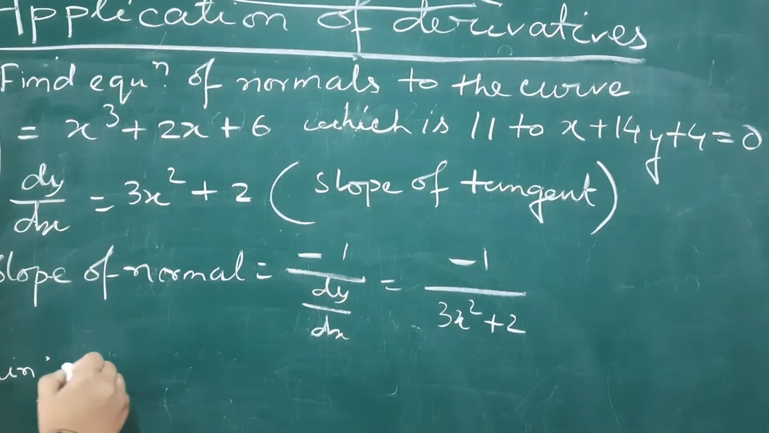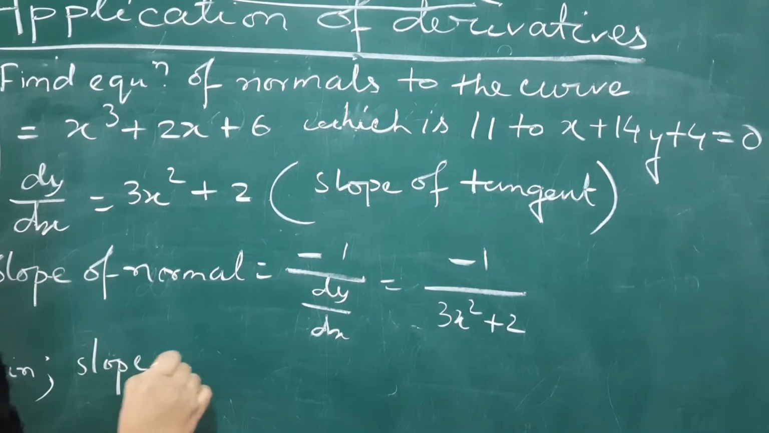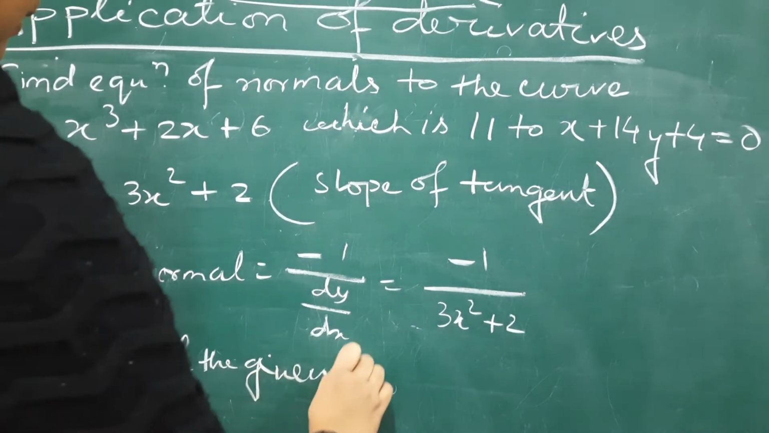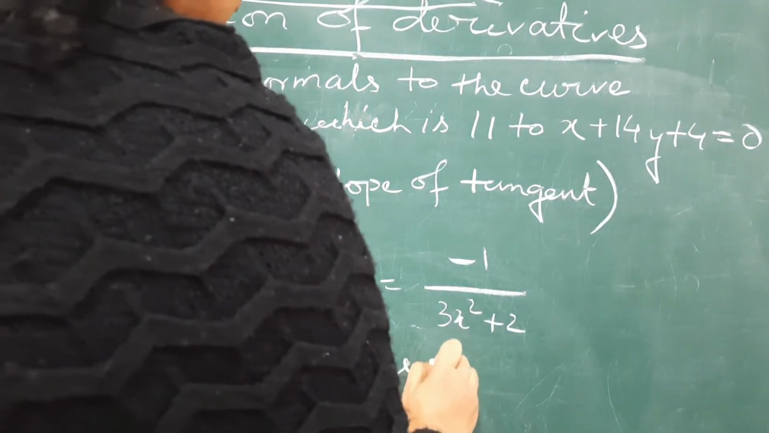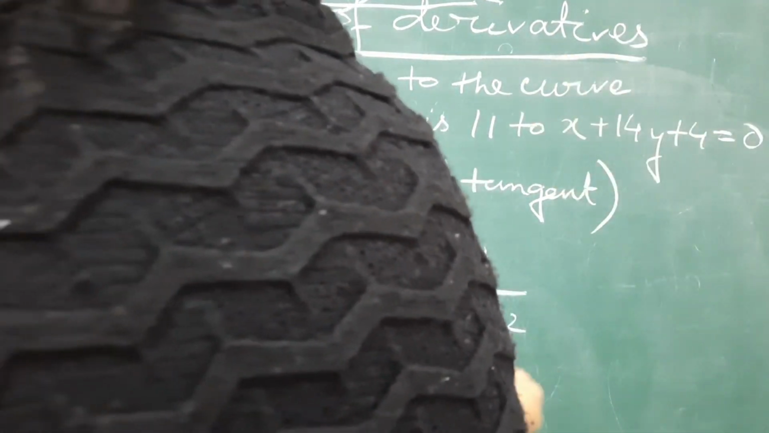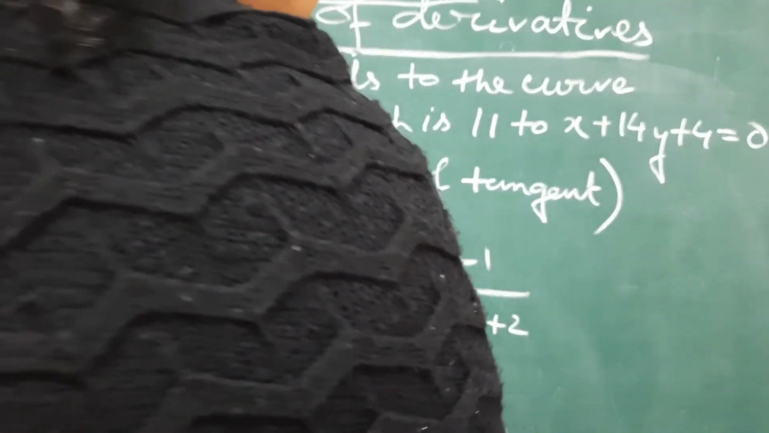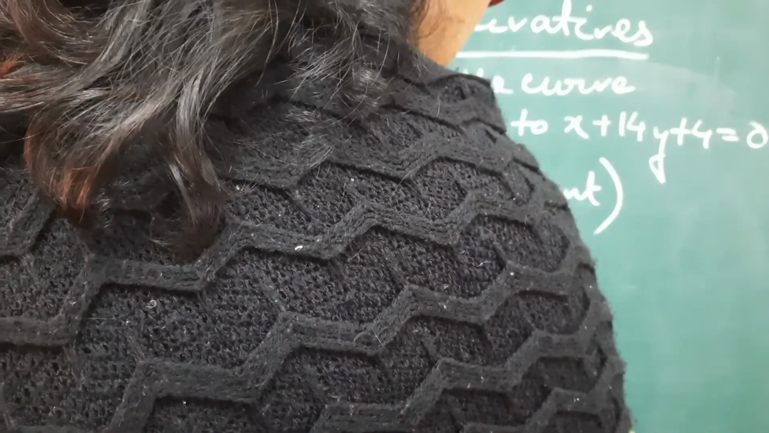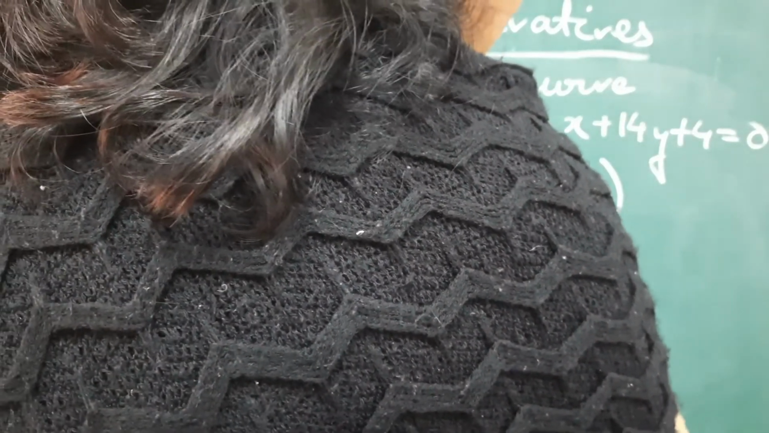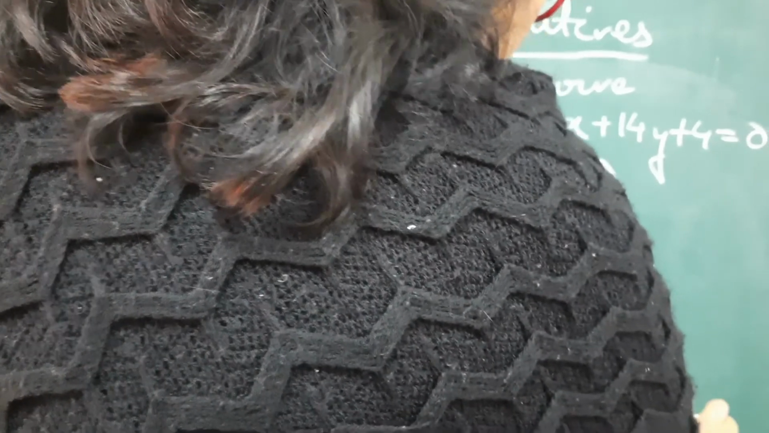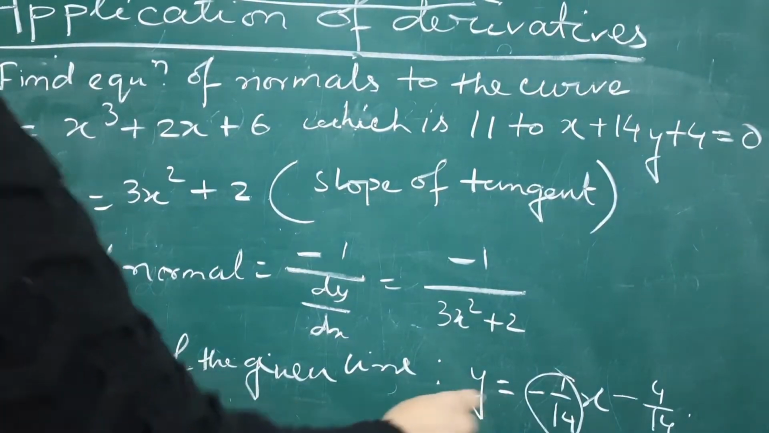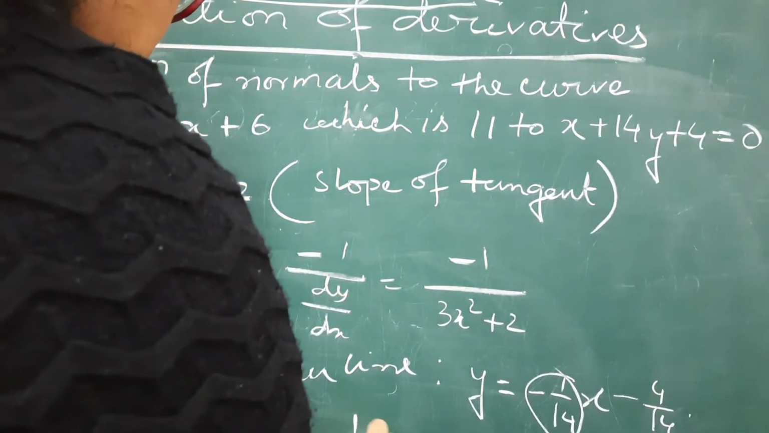Now the slope of the given line. What is the line? I will just express this in the y is equal to mx plus c form. So y is equal to minus 1 by 14 x minus 4 by 14. So the slope of the given line is equal to minus 1 by 14.